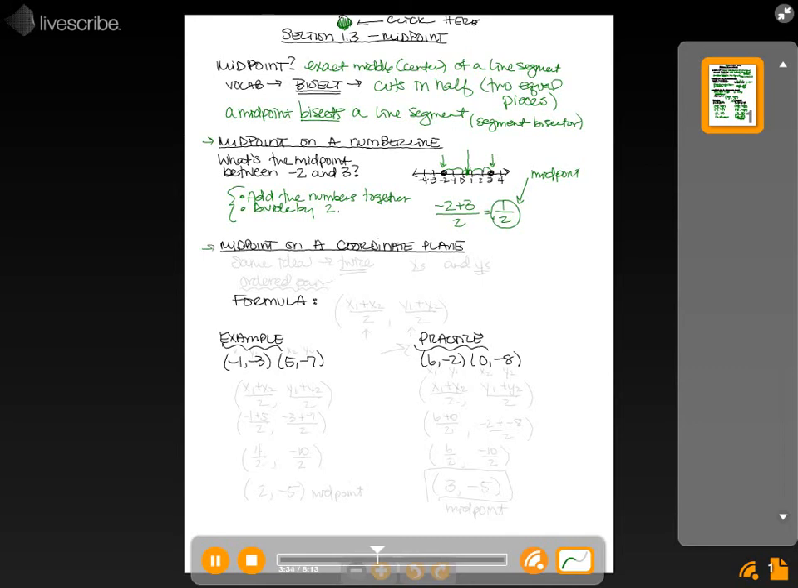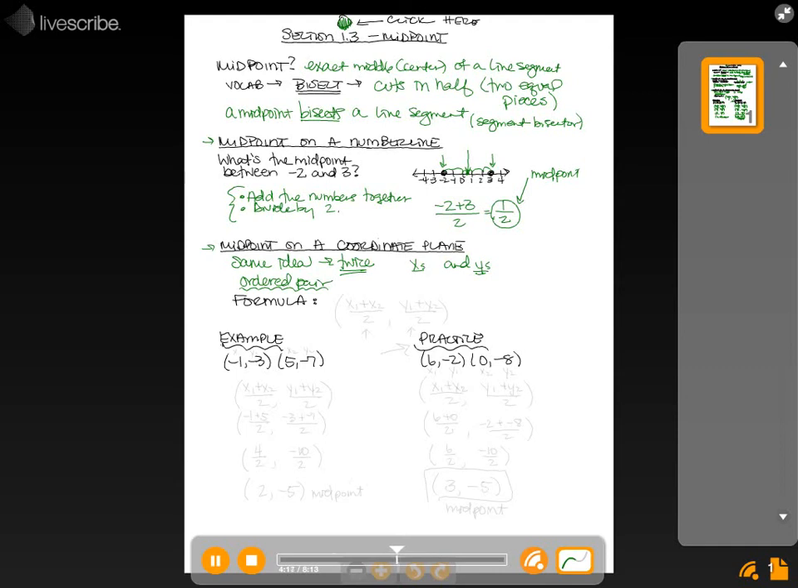Midpoint on a coordinate plane now. We're going to use the same idea, but we're going to do it twice. The reason we do it twice is because we have x's and y's. So we have to use the same idea to find the midpoint for the x, and then we have to find the midpoint for the y, and we put them together in an ordered pair, and then we have our answer. Okay? So make sure that your answer is an ordered pair when you're doing this on a coordinate plane. Alright? It shouldn't just be one number. So here's our formula. Now, really, you could think of it as doing the same thing we did at the top.